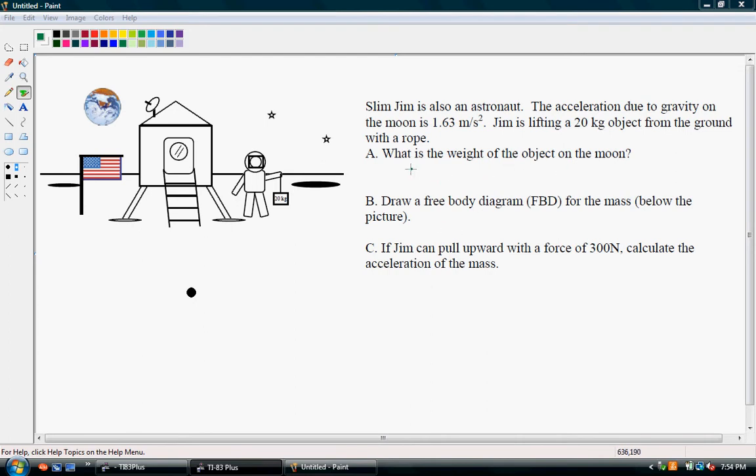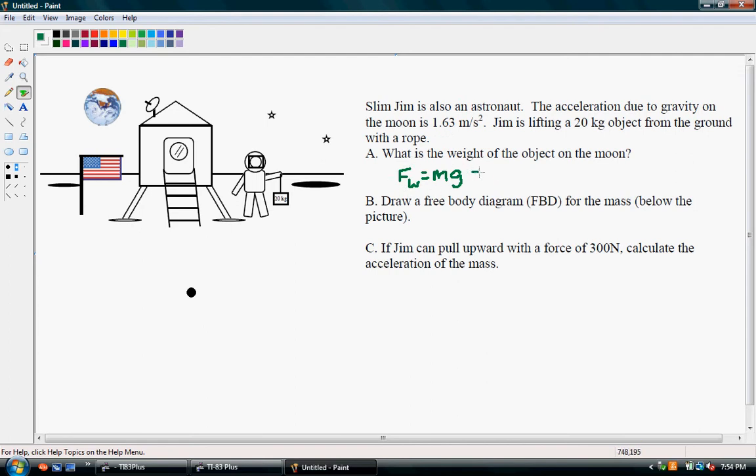Well, we know the force of weight is equal to mass times gravity. Now, this object is 20 kilograms. It has a mass of 20 kilograms. On Earth, it would have a mass of 20 kilograms. In space, it would have a mass of 20 kilograms. But because our gravity is different on the moon, our weight would be different on the moon.